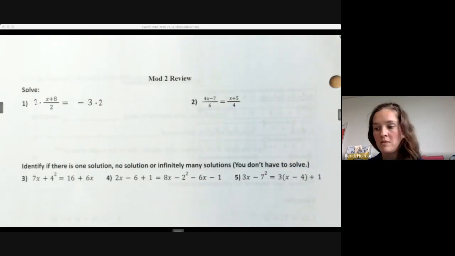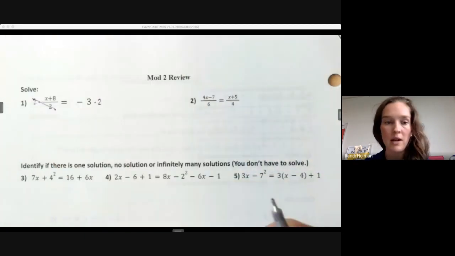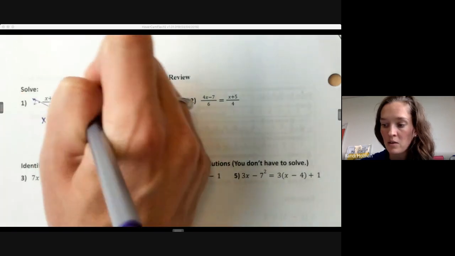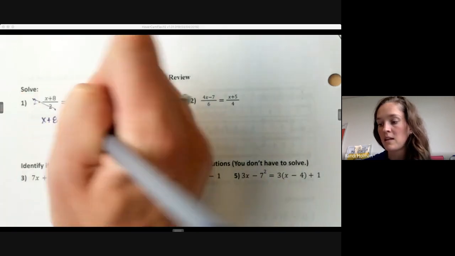Okay. Once we've done that, we're just going to simplify. 2 divided by 2 is 1. That's the whole reason we did that. x plus 8 is equal to negative 3 times 2, which is negative 6.